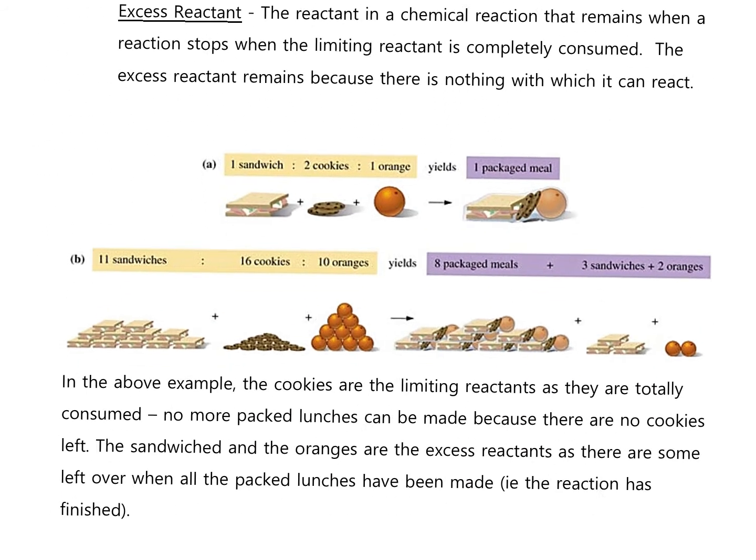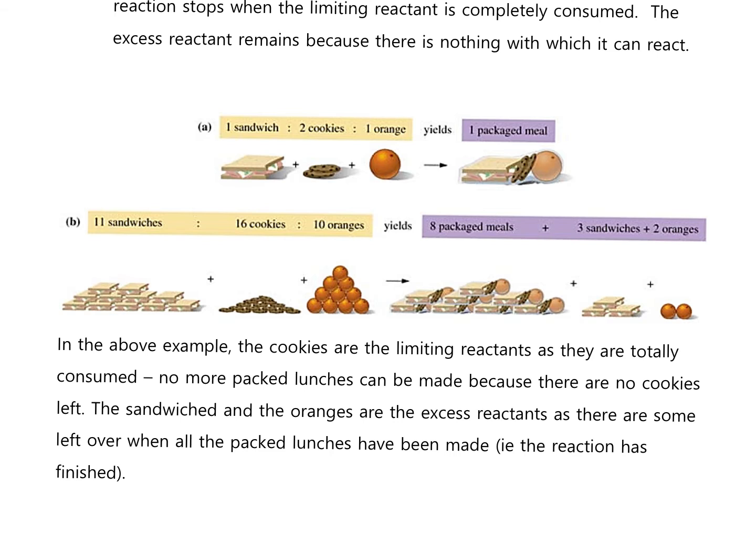So when we were in class, we looked at a wee example of making packed lunches, and you can see there's one example that's been given to you here. So you can think of making a packed lunch as your reaction, with your packed lunch as the product as such. So the reactants of your packed lunch are one sandwich, two cookies and one orange, and then your packed lunch is your product.